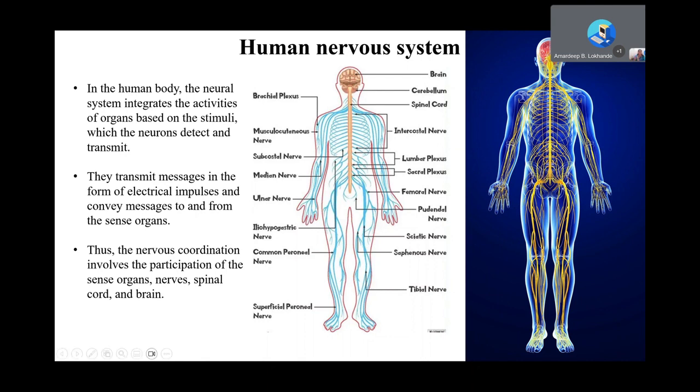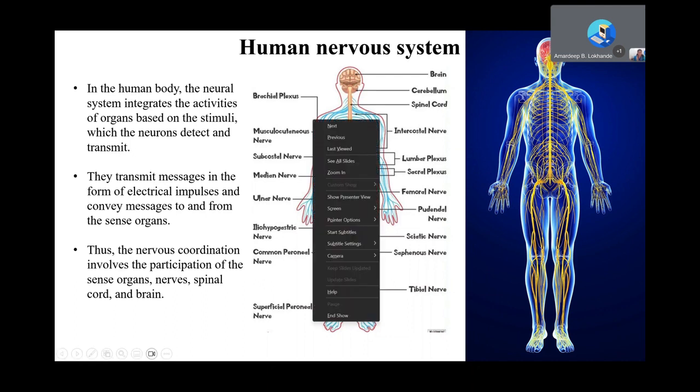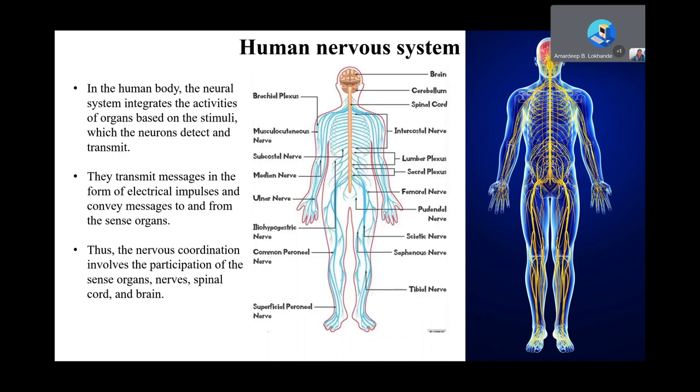So if you have to see the participating organs in the nervous system, they are the sense organs, nerves, spinal cord, and the brain. As you can see in this diagram here, you have the brain, you have the spinal cord, and then you have so many nerves at different points of the body. For example, in the lumbar part, you have the lumbar plexus.